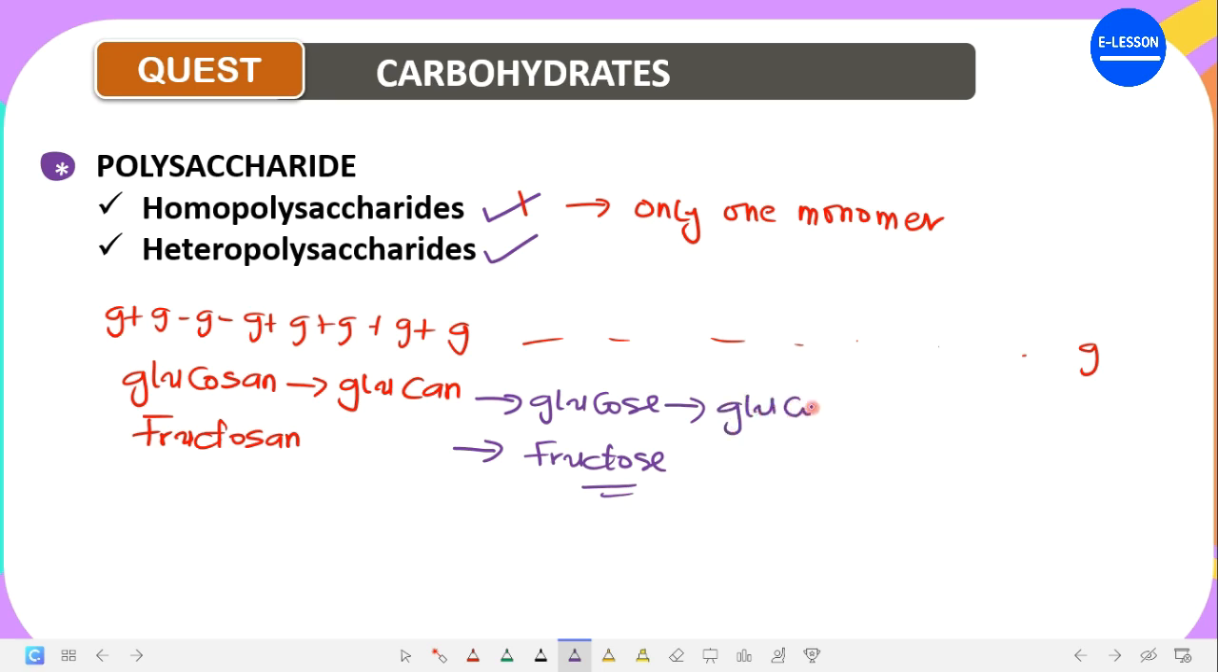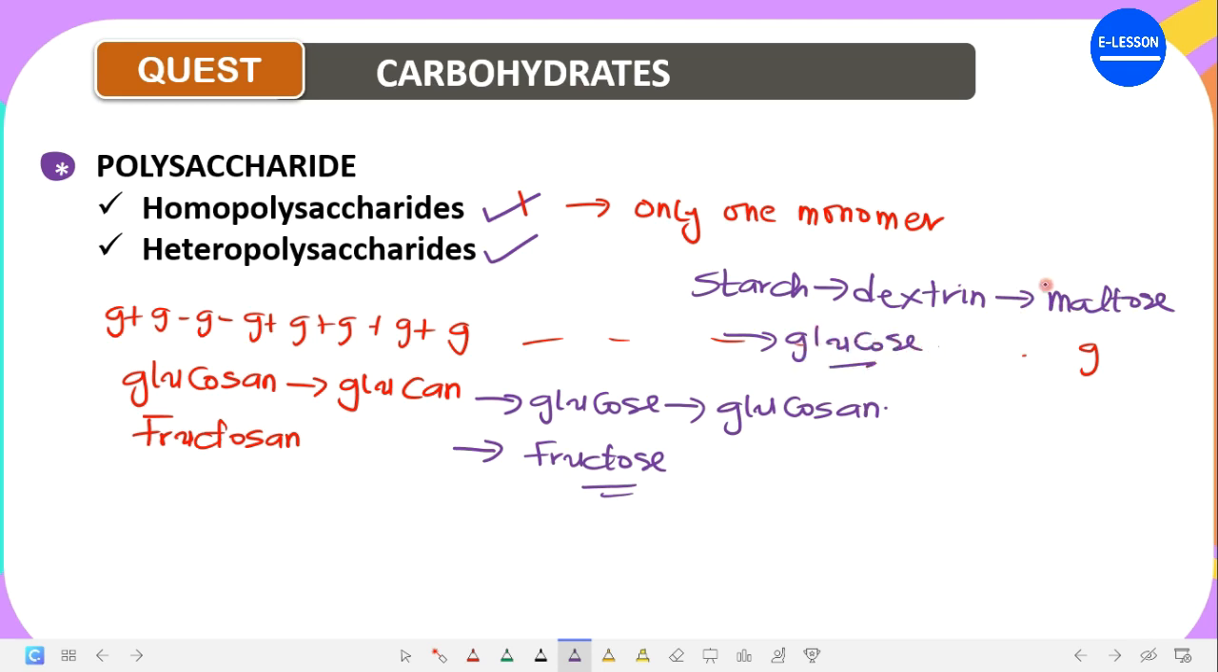Do you know why? Because we said starch, when you break it down by an enzyme called amylase, it gives us dextrin. Dextrin is further broken down to give us maltose. And maltose is broken down to give us what? Glucose. So in reverse order, glucose combined together gives maltose. Maltose combined together gives dextrin. Dextrin combined together gives what? Starch.